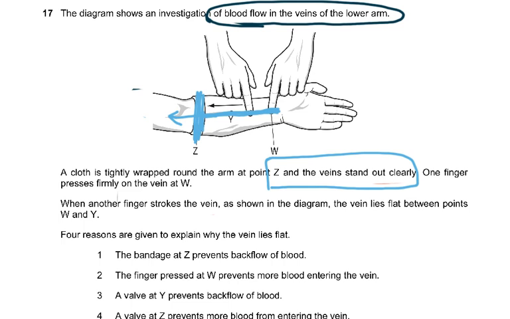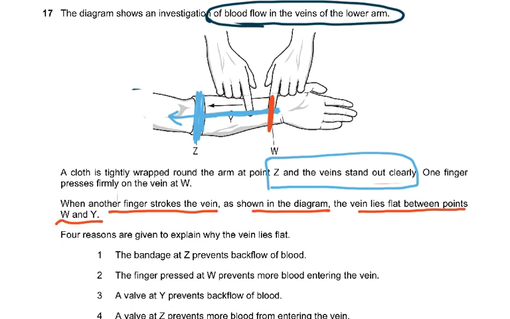A little bit is flowing, but there's more accumulating here. So there's a slight backlog. The vein is becoming now fully distended. So one finger presses firmly on W. So we've got this finger pressing at W. And then what have we done? Another finger strokes the vein as shown in the diagram. The vein lies flat between points W and Y.